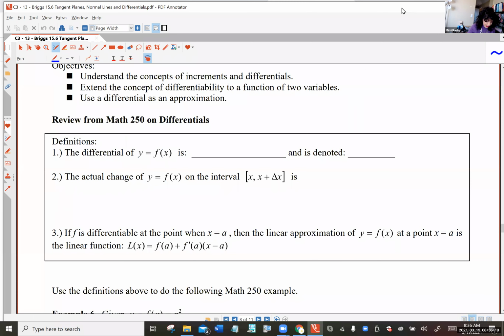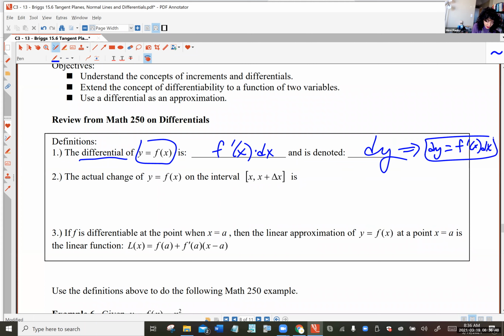So review from Math 250. That's Calc 1. So what about it? Well, when you studied differentials back in Calc 1, and you may have forgotten, so this is just a little refresher for you, the differential of a function y equals f of x is f prime of x multiplied with dx. And usually they denote it with dy. So in other words, dy equals f prime of x dx. And this is known as the differential.